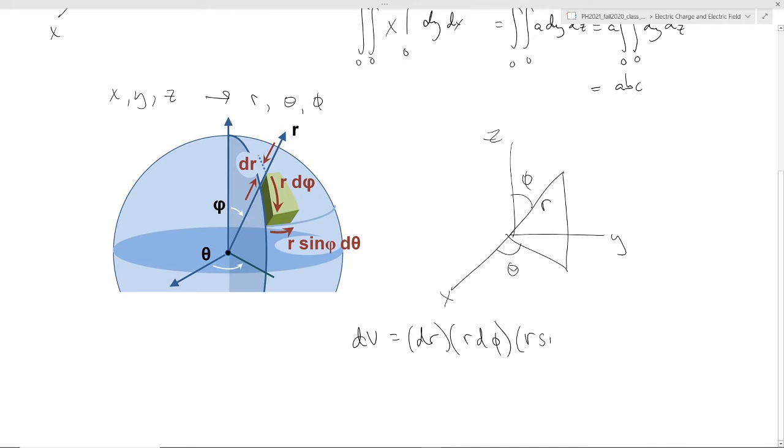You can think of that as accounting for how lines of longitude converge at the poles. It's a way of accounting for the fact that they're not equally spaced. You have to have that projection of phi.